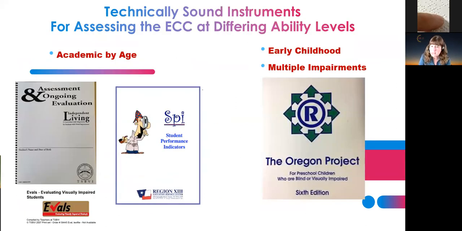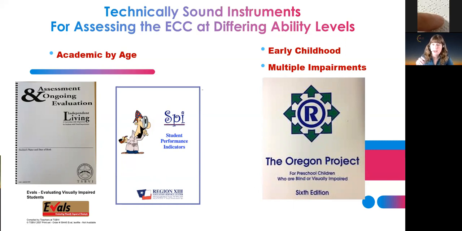So, what are some technically sound instruments that you can use? We have two of them that are available in our loan library. They are the assessment and ongoing evaluations from independent living. We also have the evals kit, which is very comprehensive and thorough, all of which are technically sound. There is also the student performance indicators. It was one of my favorites because it's an online resource. So I could download it and print out just the pages I needed based on the age or ability level of each of my students.